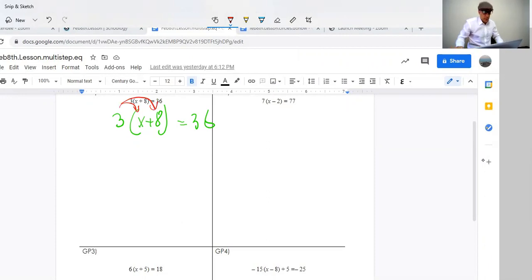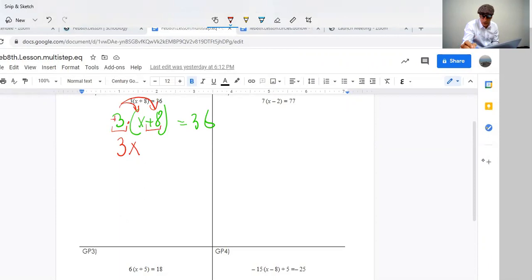You distribute. So 3 times x, here is multiplication. So you do 3 times x, you get 3x, then 3 times plus 8. This is plus 3, by the way. We don't put that plus. So 3 times plus 8.